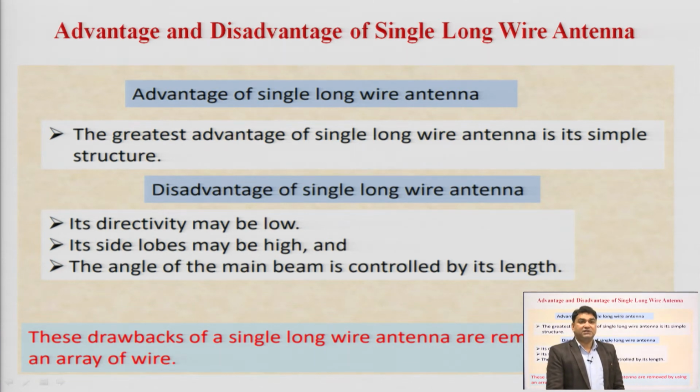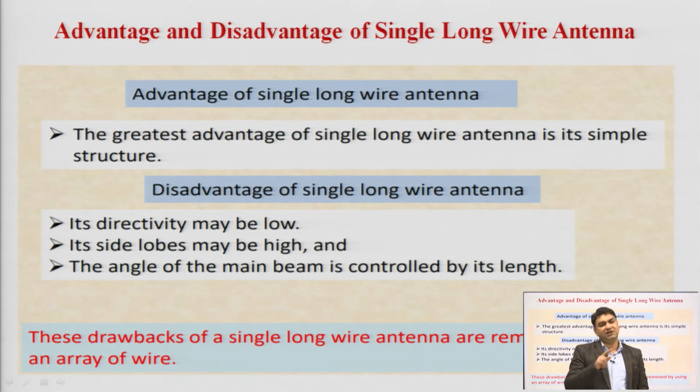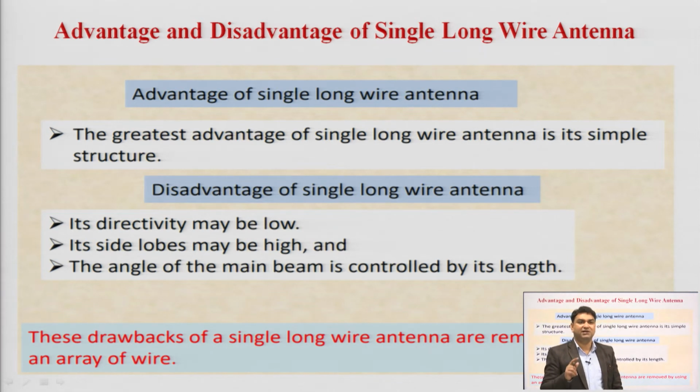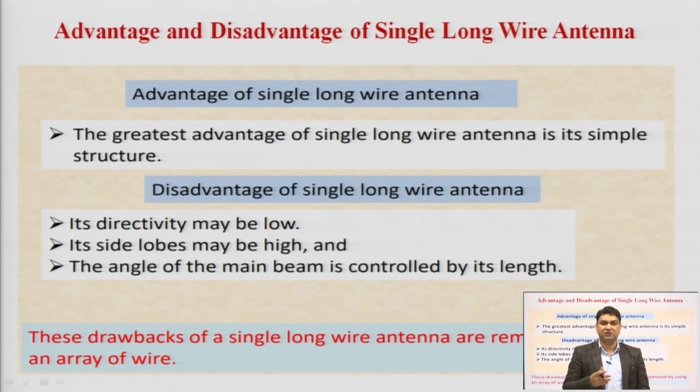Advantages and disadvantages of a single long wire antenna. If we consider only one single long wire antenna, the greatest advantage is its simple structure. There is no variation, there is no angle of elevation, so it is straight and simple. Disadvantage: the directivity may be low because there is no configuration, no special design. Its side lobes may be high and the angle of the main beam is controlled by its length only.